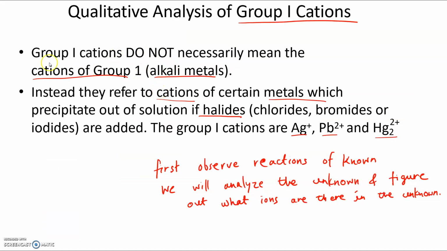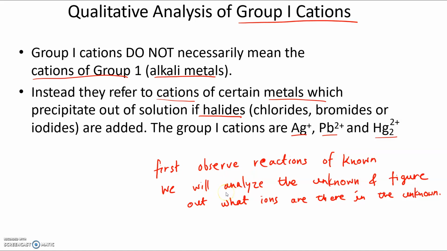Again, remember that group 1 cation does not necessarily mean the cations of group 1 alkali metals. In the group 1 cations we are referring to cations of certain metals which precipitate out of solution if halides like chloride, bromide or iodide are added. In this case the group 1 cations are silver, lead and mercury 1. We are first going to make observations of reactions of the known, and then you will be provided an unknown and you will test it to see what ions are present.